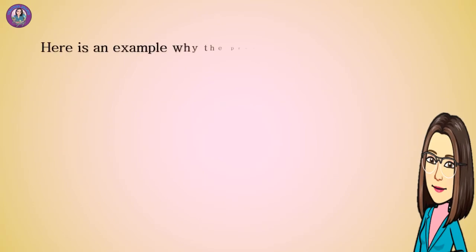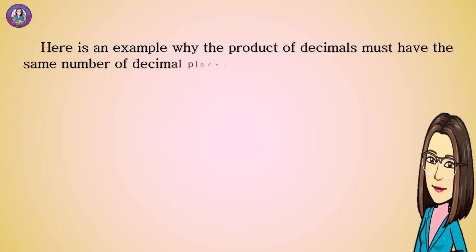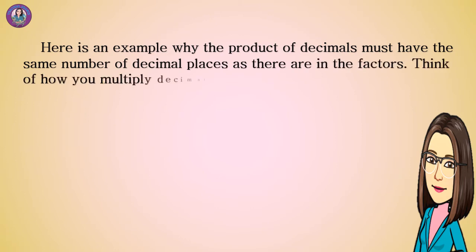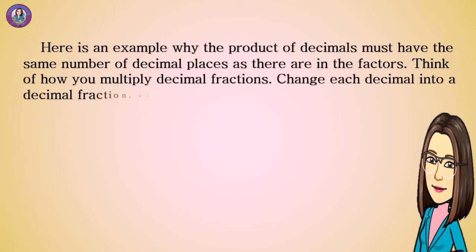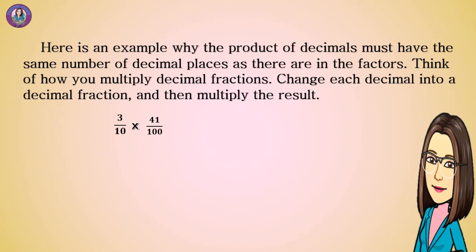Here is an example of why the product of decimals must have the same number of decimal places as there are in the factors. Think of how you multiply decimal fractions. Change each decimal into a decimal fraction and then multiply the result. 3/10 times 41/100 equals 3 times 41 over 10 times 100.